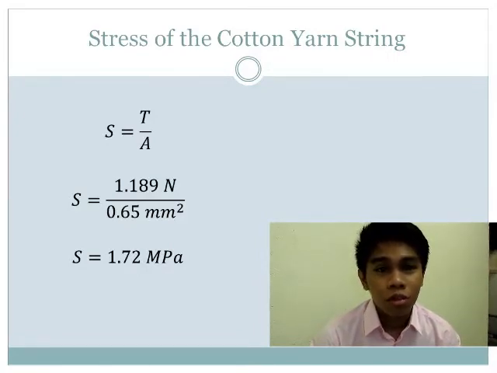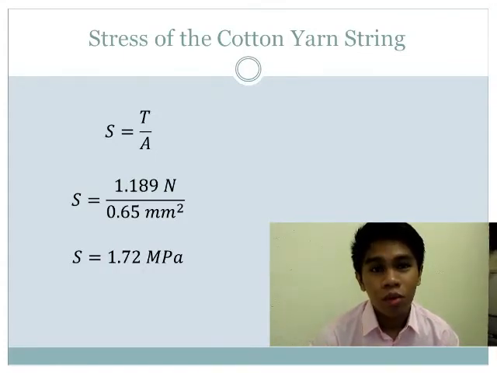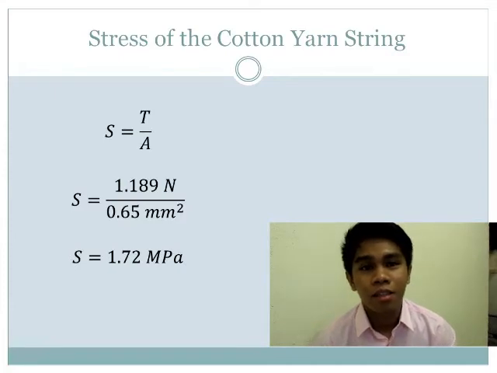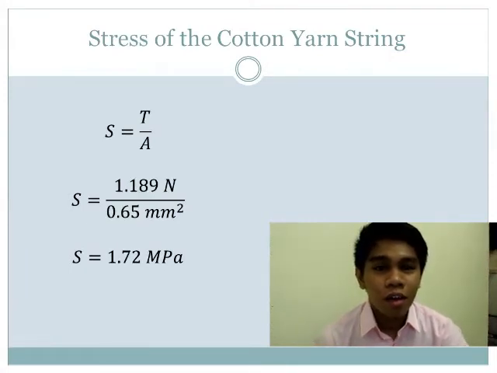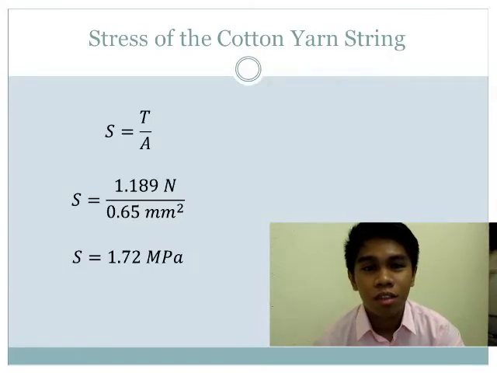Substituting the values, we get the formula: stress is equal to 1.1189 newtons over 0.65 millimeters squared. Calculating it, the resulting stress is 1.72 megapascals. That stress is relatively small, and we can say that the cotton yarn string does not experience much stress.